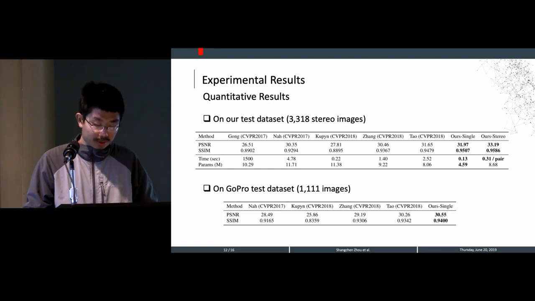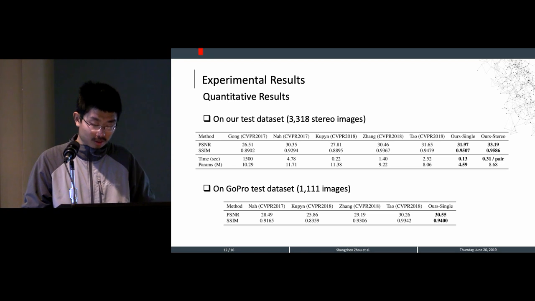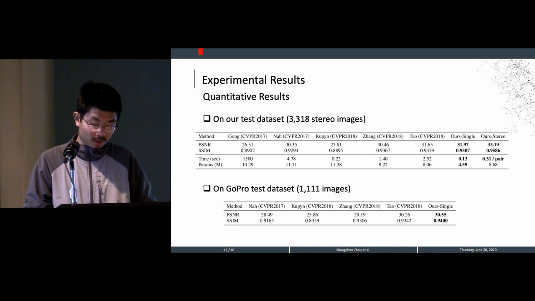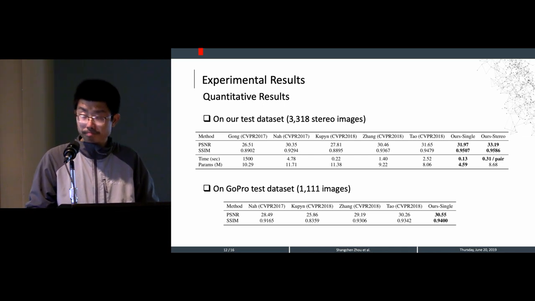Here are the experimental results. We evaluate our DeblurNet and the proposed DAVANet on our proposed dataset, and also evaluate the DeblurNet on the GoPro dataset. This shows the improvements in terms of PSNR and SSIM. In addition, our method also has a smaller model size and runs faster.